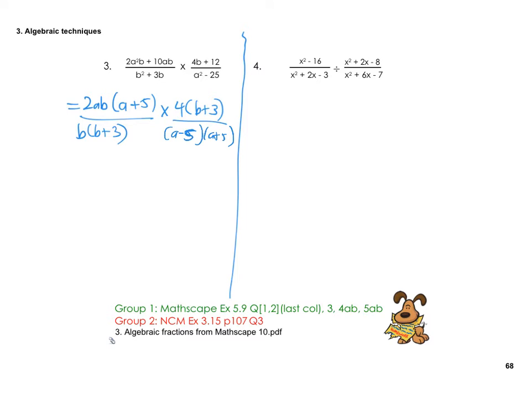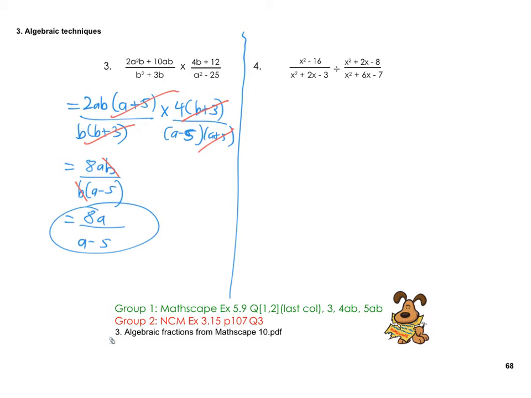This is now the fun part. Cross things off. That, and that, and now multiply what's left. So 2ab times 4 is 8ab. And then at the bottom, b outside of a minus 5. And that's my answer. Oh wait, no, I'm blind. I didn't actually see those b's. So those b's are also gone. So it's going to be 8a over a minus 5. That now is my answer.